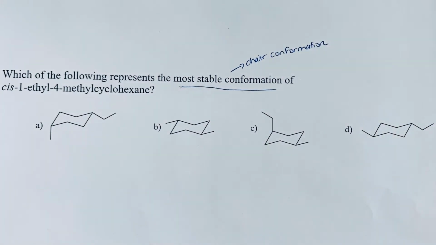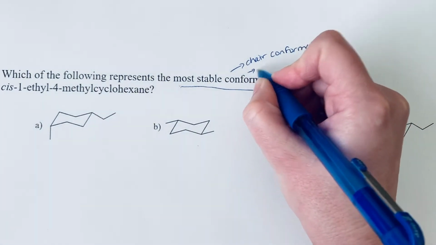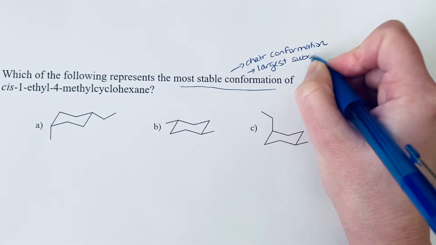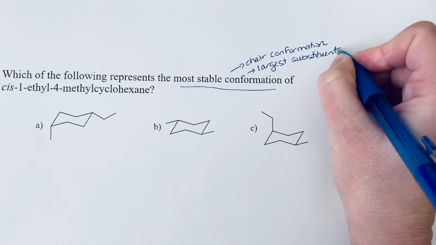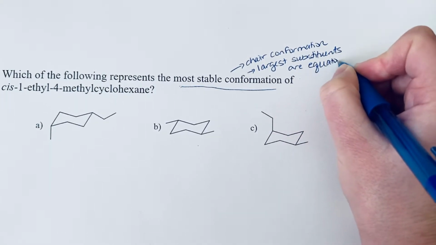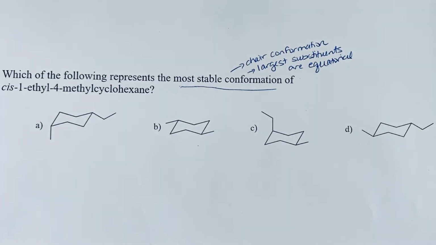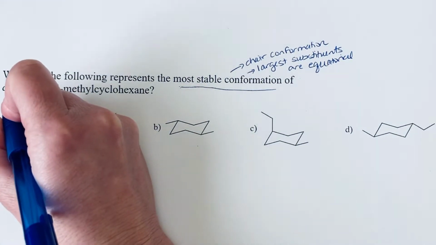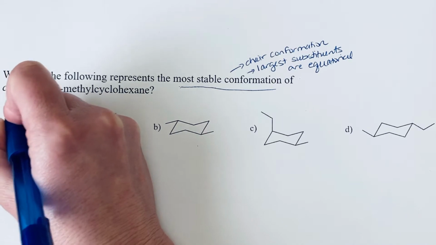And then the second thing we want to recognize is where the substituents are. So ideally, we want to make sure that our largest substituents are on equatorial bonds. If we can come up with a structure where all of the substituents are equatorial, that would be fantastic. But we are constrained by the stereochemistry that we're given. We are told that this is cis, which means they have to point in the same direction.